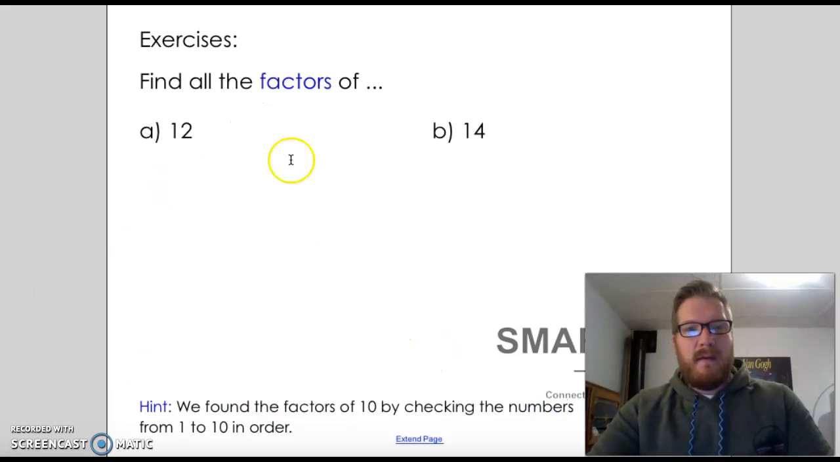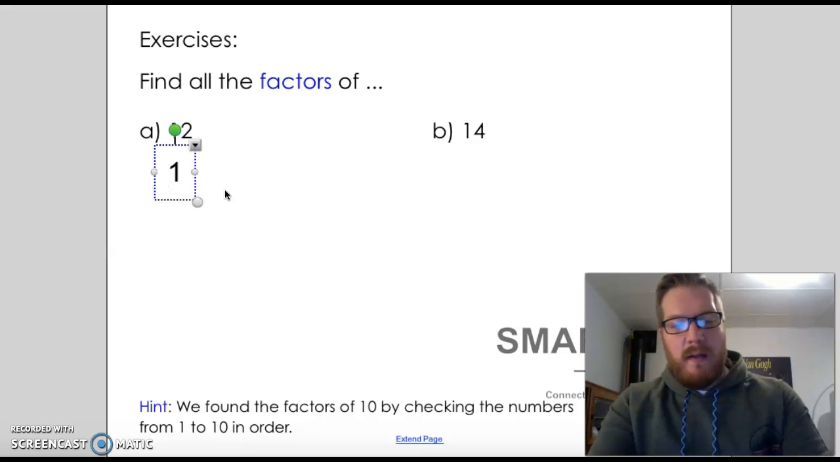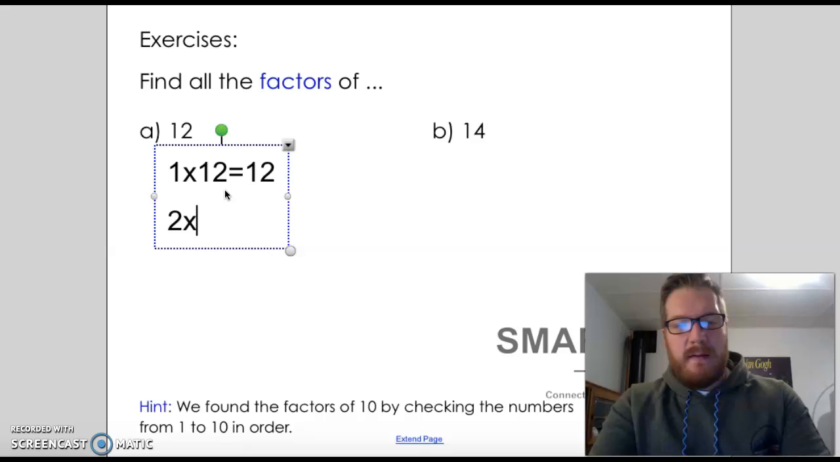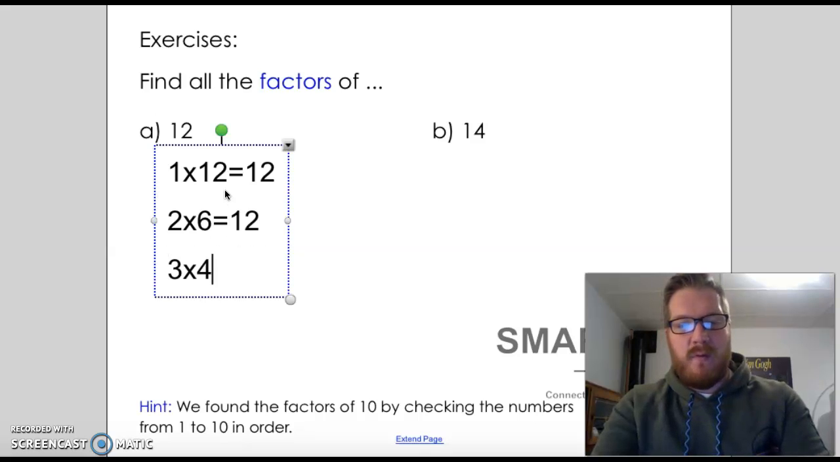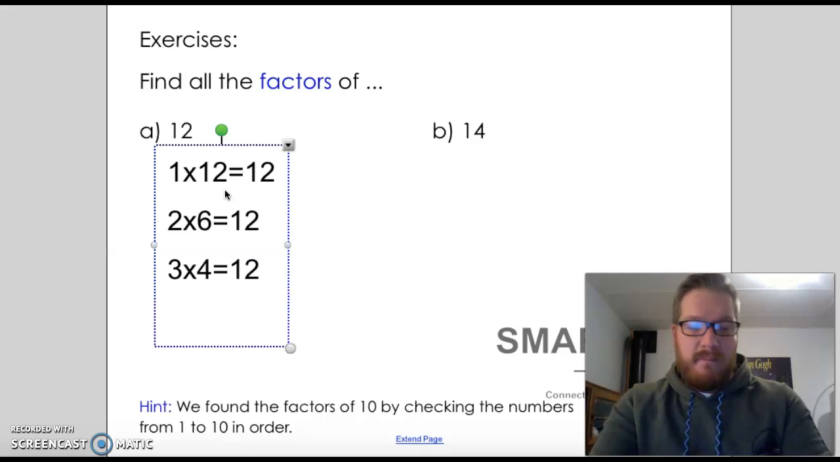Okay. So then if we want to find all the factors of 12, and we want to do it in that organized way, you can say, well, 1 times 12 equals 12. 2 times 6 equals 12. 3 times 4 equals 12. 4 times 3, that's a bit repetitive, but anyway. So maybe I'll erase that.